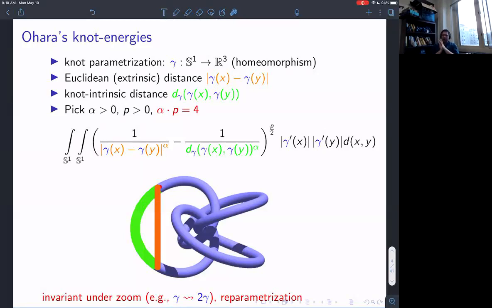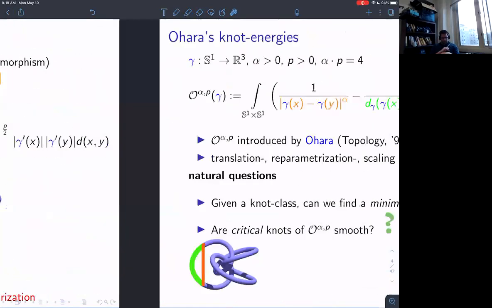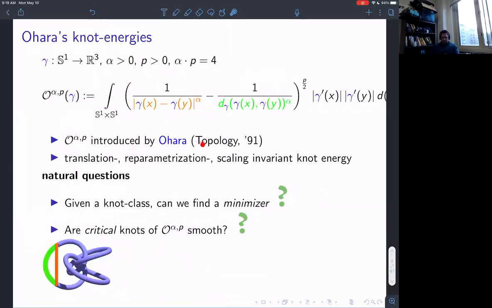it doesn't change anything with respect to the energy. So now we have an energy that arguably describes something about the shape of the knot. It doesn't like self-intersection, right? Because then this becomes large and this doesn't. So it is self-repulsive in some form. And it doesn't matter what my parameterization is. That's an internal variable that doesn't matter for the energy. And again, the zooming doesn't matter. And of course, moving around, translations, also don't change anything.